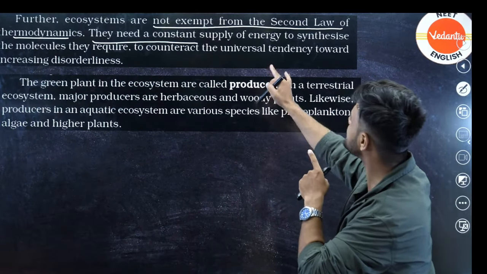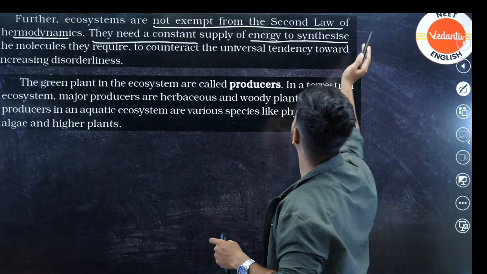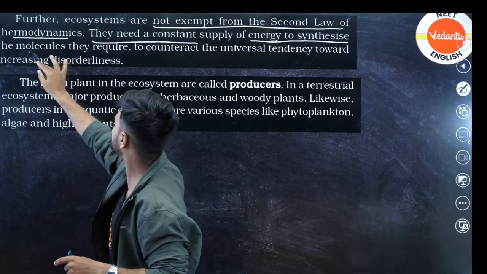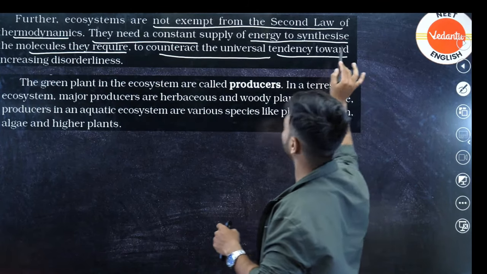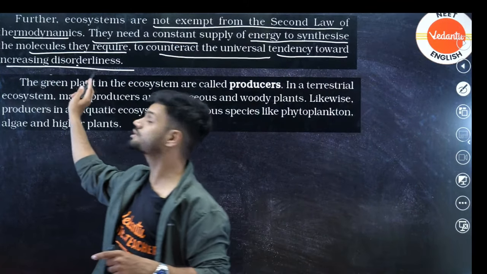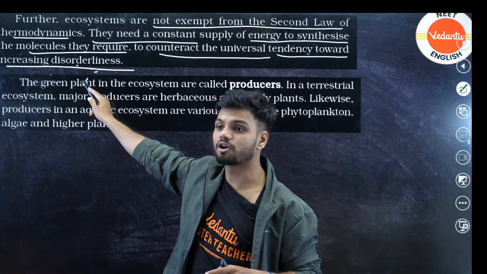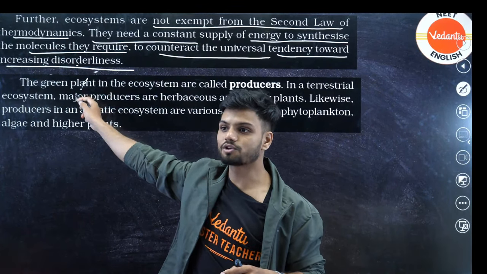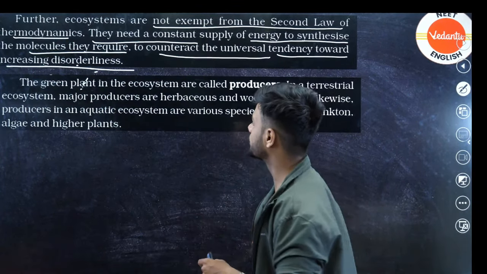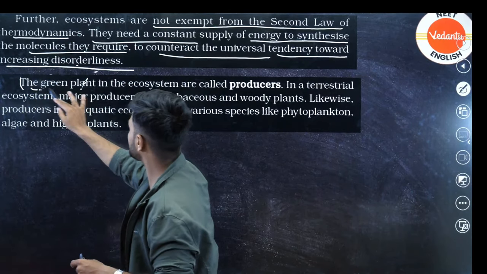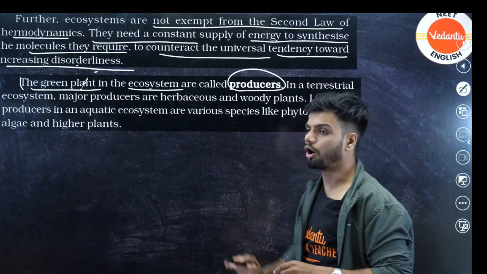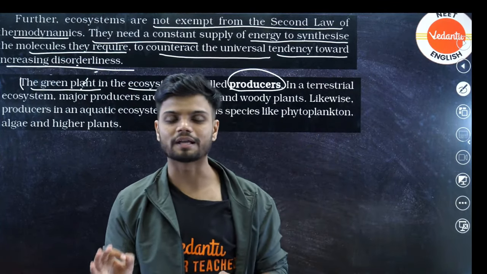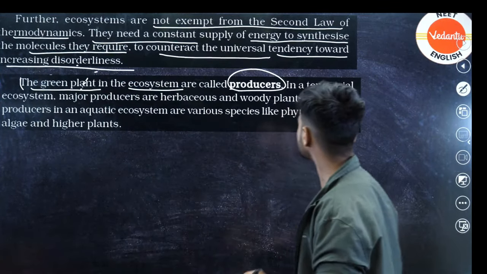They need a constant supply of energy to synthesize the molecules they require to counter the universe's tendency towards increasing disorder. What is this disorder? This is your entropy. Okay, the green plants in the ecosystem are called your producers.